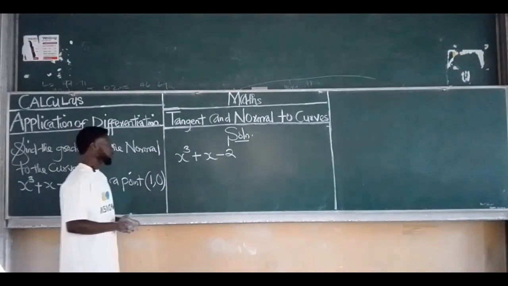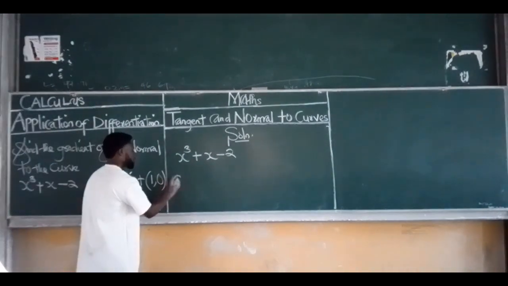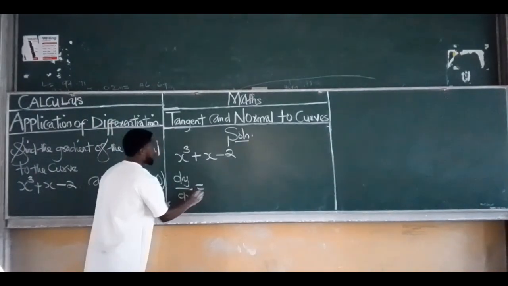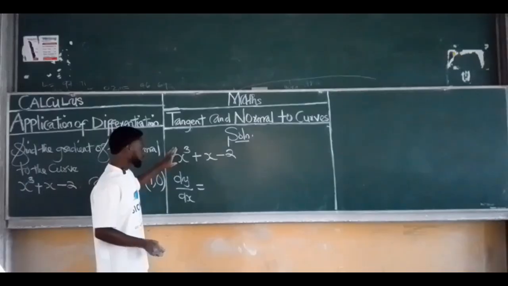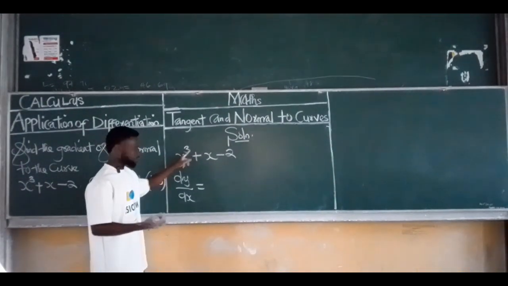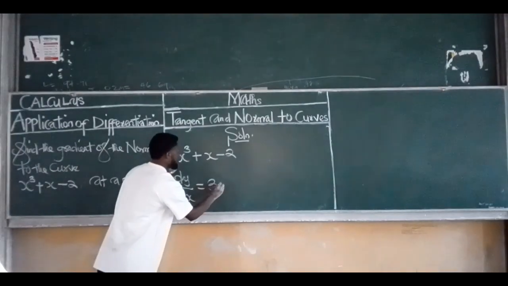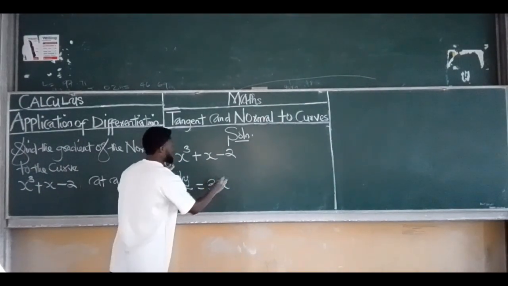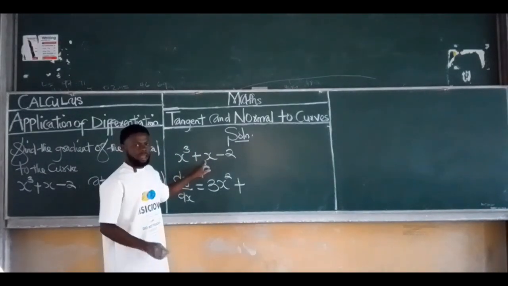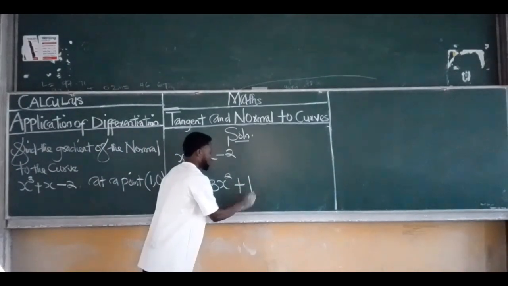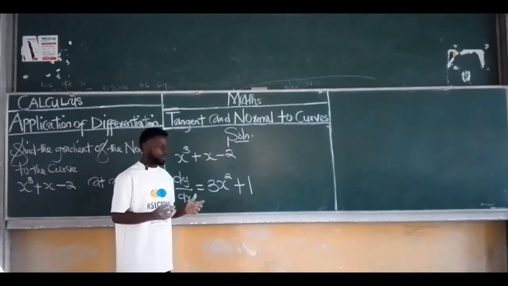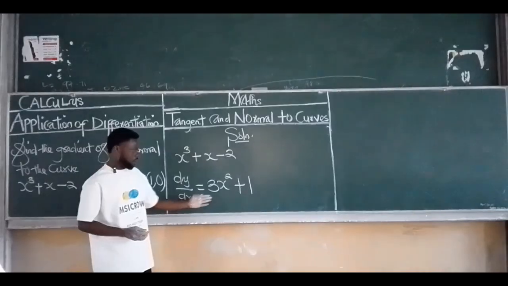and to find dy over dx, the derivative of this function becomes: 3 times this, subtract 1 from the power. So that gives 3x, 3 minus 1 is 2, plus the derivative of x which gives 1. And the derivative of a constant term is 0. So take note of this. Dy over dx becomes this.